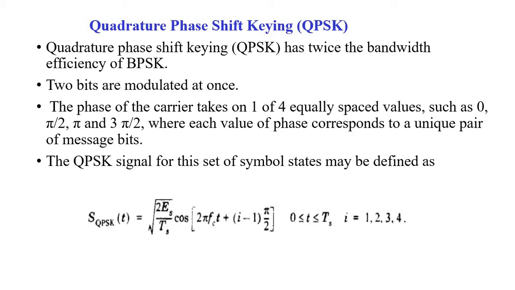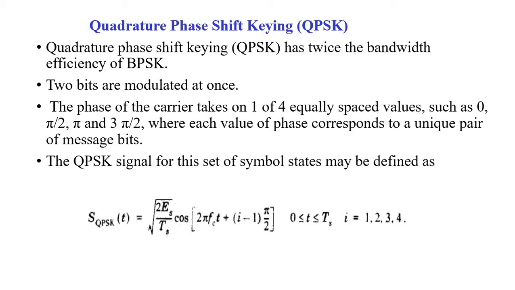This is one method of digital modulation scheme where two bits are modulated at one time. In one symbol duration we can do the modulation for 2 bits. That is why this modulation scheme QPSK has twice the bandwidth efficiency when compared to BPSK.